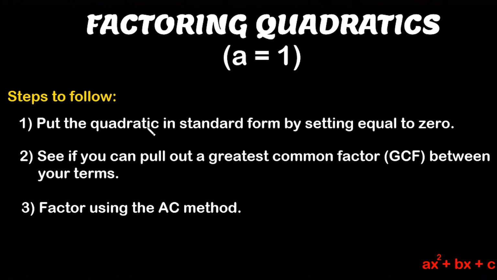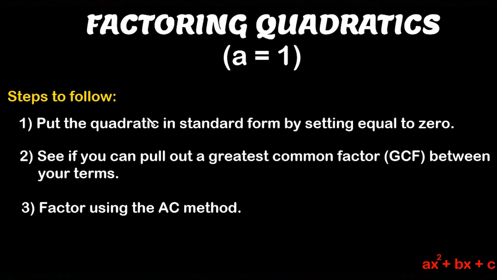Now, sometimes it may be done for you. You may not have to do that, but if it's not, you want to make sure you set it equal to 0. Step 2, see if you can pull out a greatest common factor between your terms. So after you set it equal to 0, see if you can pull out a greatest common factor, because if you can, it's going to make the problem much easier.